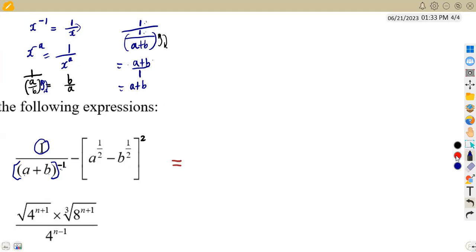All right, so this means, guys, all this part that we have been having, the first part of our expression, simply represents a plus b. This is what we have from this part. All right, then we have got minus, a to the exponent of a half minus b to the exponent of a half, everything being raised to the power of 2.